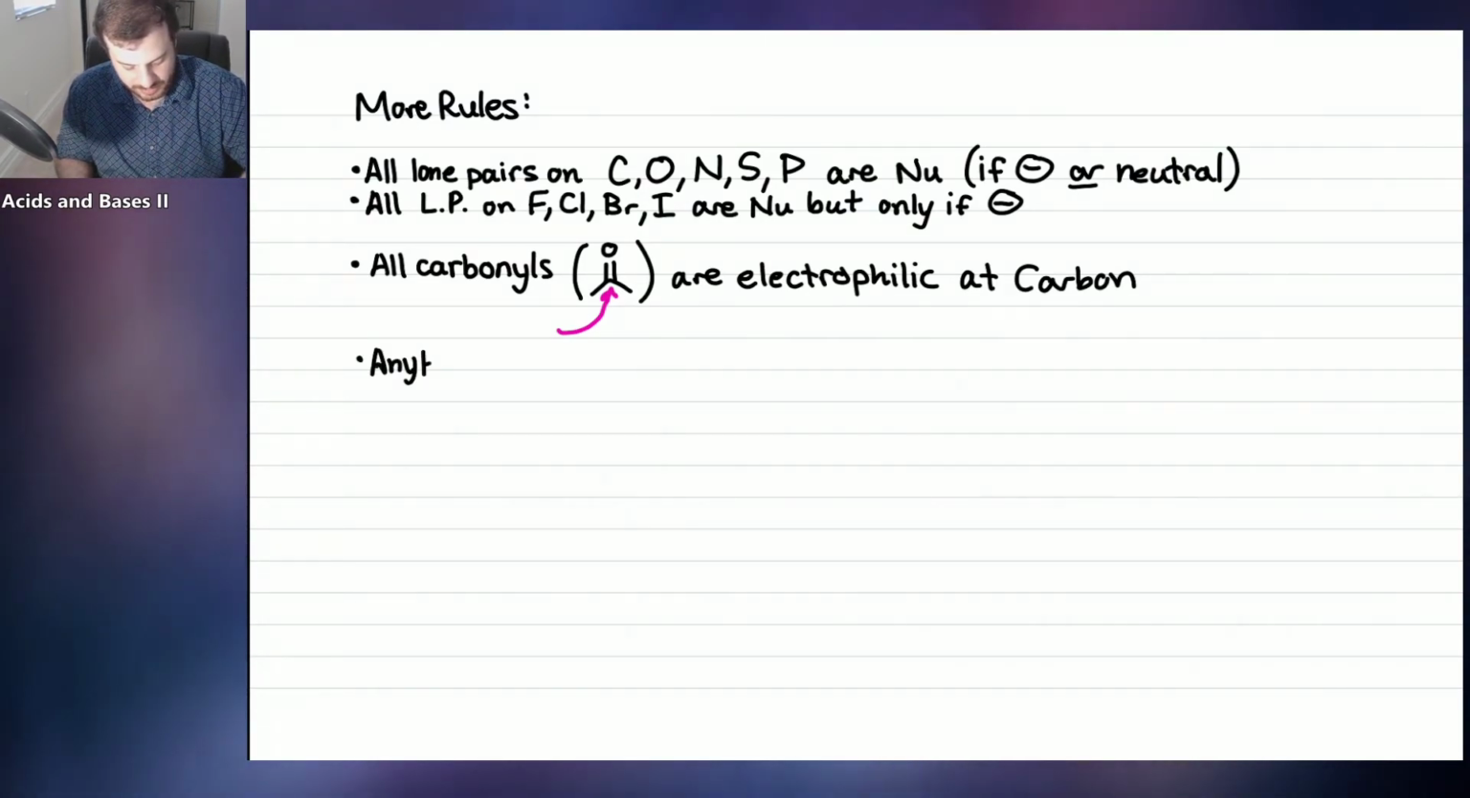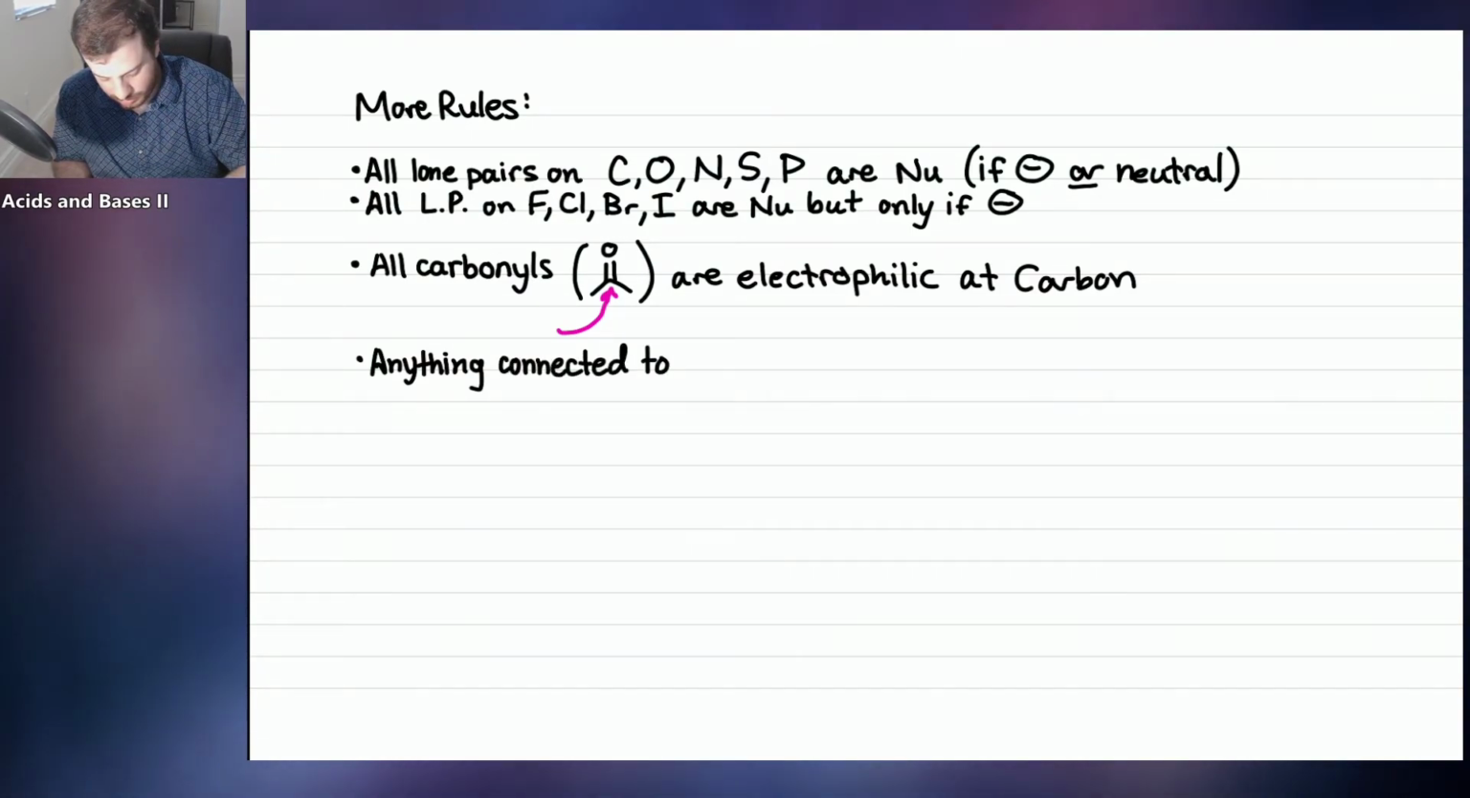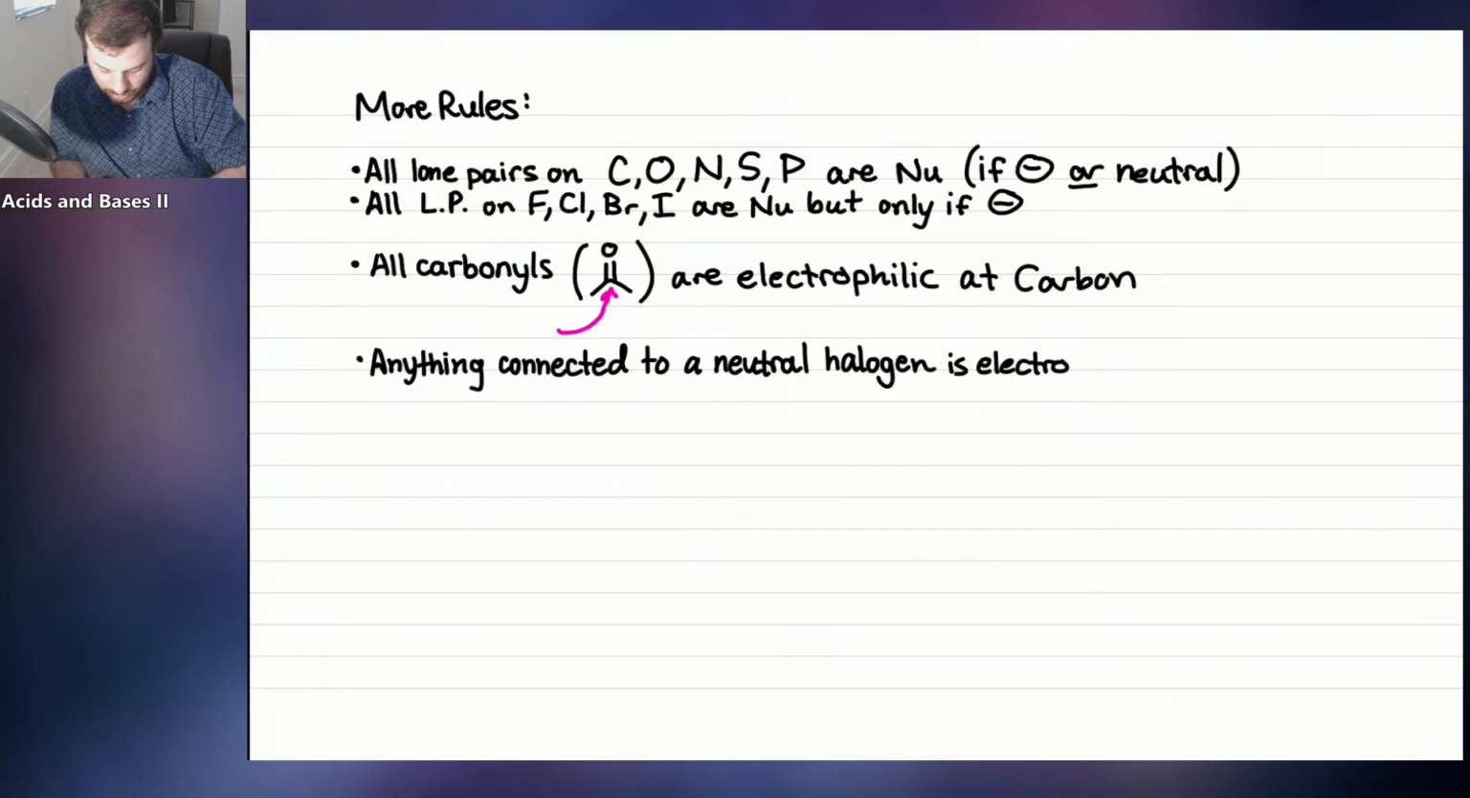Anything connected to a neutral halogen is electrophilic. And anything with less than 8 electrons is electrophilic.